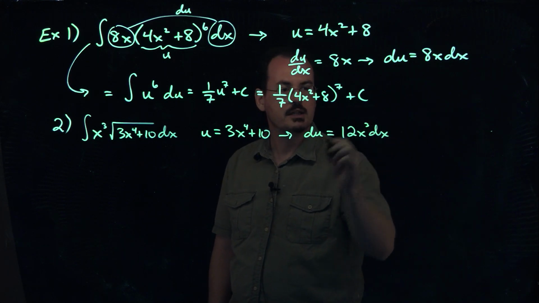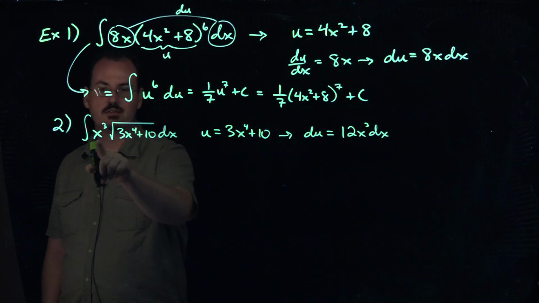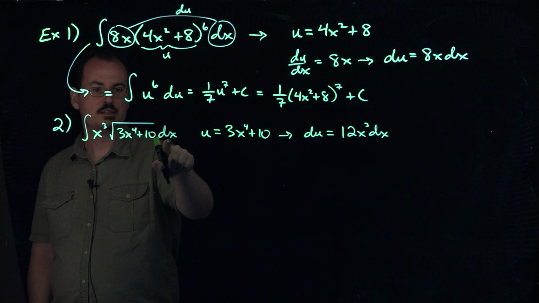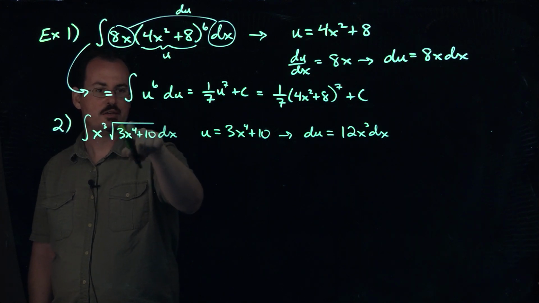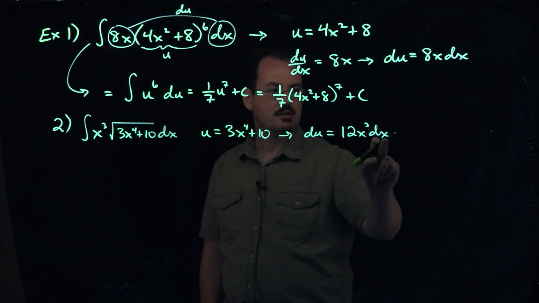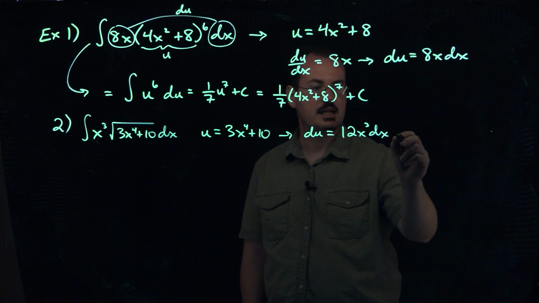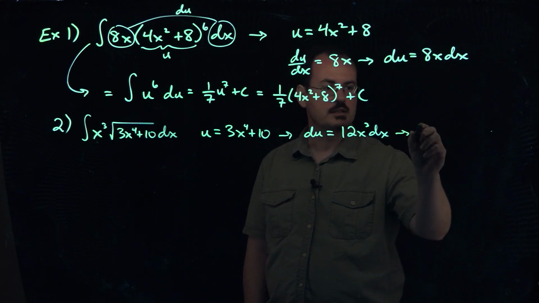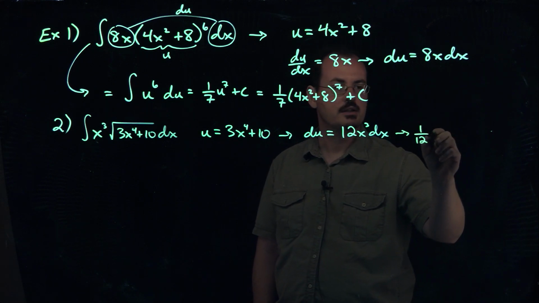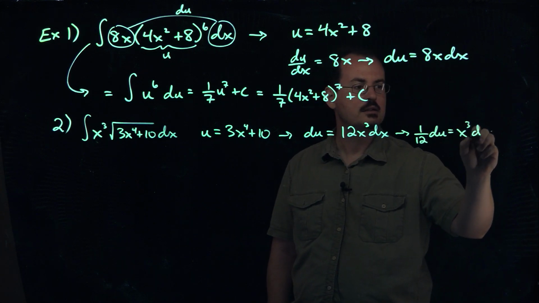12x to the 3rd, sorry. 12x to the 3rd dx. Okay? Now what I have to notice here is that I see an x to the 3rd dx, and that's the rest of the integral. I've already taken care of the rest with the u. But I've got x to the 3rd dx. Well, here's an x to the 3rd dx, but I've got a 12 here. And that 12 is not in the integral, so I can fix that by dividing both sides by 12. So I get 1/12 du is equal to x to the 3rd dx.